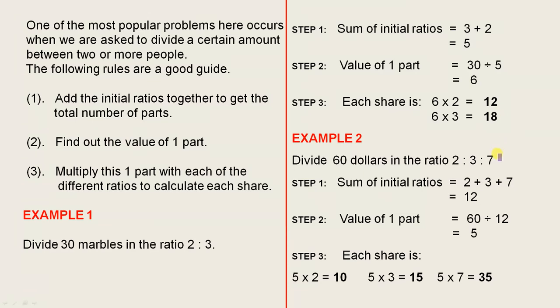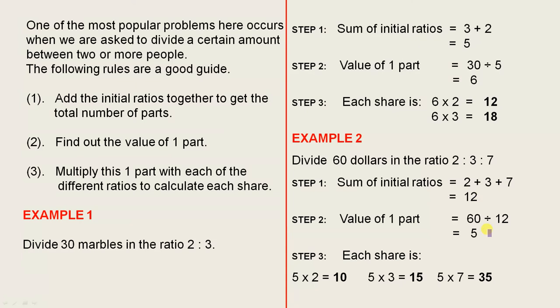Example 2. Divide $60 in the ratio 2:3:7. Here we pretend there are 3 people, and we want to divide that money 3 ways. Step 1. The sum of the initial ratios will be 2 plus 3 plus 7. That gives us 12.